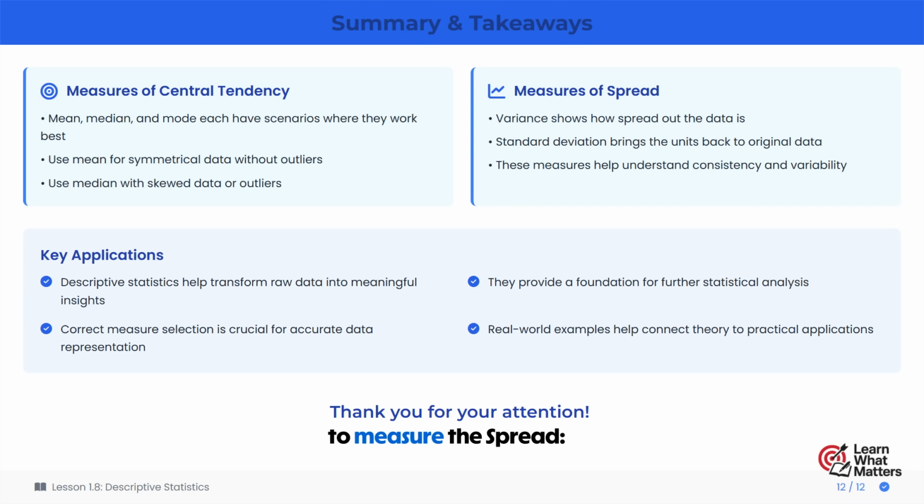Then, we learned how to measure the spread. Variance tells us how spread out the data is. Standard deviation, the super useful one that translates that spread back into the original units so we can understand consistency. So, what's the key application? Why did we do this? Because you now have the power to transform raw, messy, boring data into meaningful insights. You know that choosing the right measure is critical to telling the right story. This isn't just theory. This is the foundation for all data analysis, and now you know how to apply it.